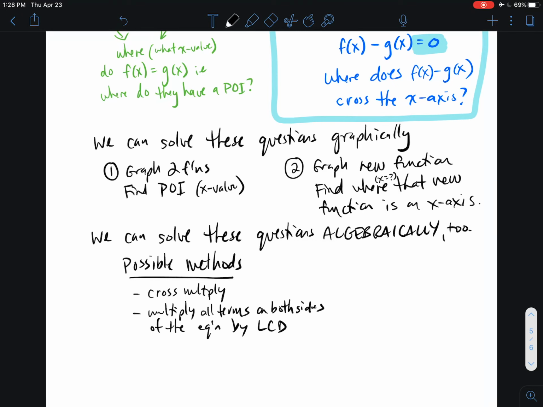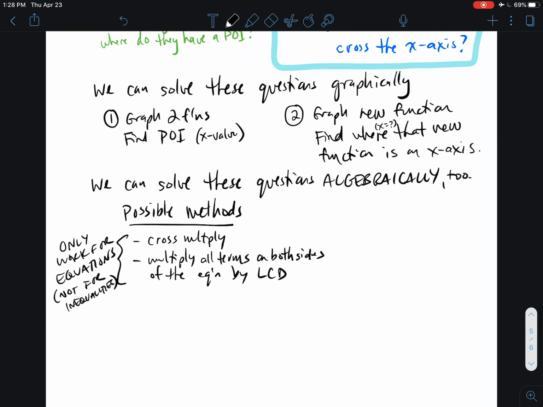But the problem with these strategies is that they only work for equations. And we'll talk about why they don't work for inequalities later. But right now, I just want you to know that you're going to be tempted to use these strategies, and it's fine. For equations, you will get the same answer. It's totally cool. But what I really want you to do is I want you to have a strategy that you can use all the time, and that strategy is going to be to establish a common denominator.